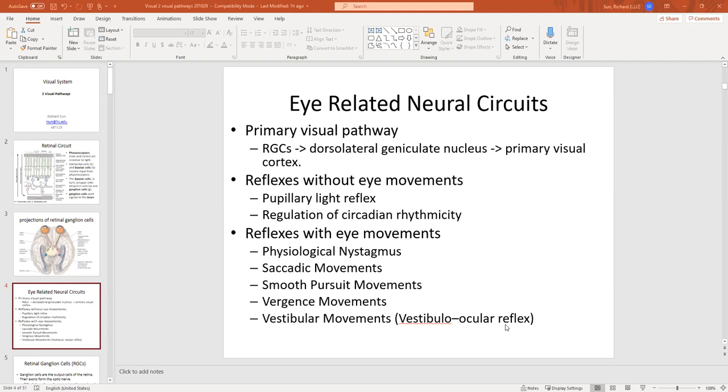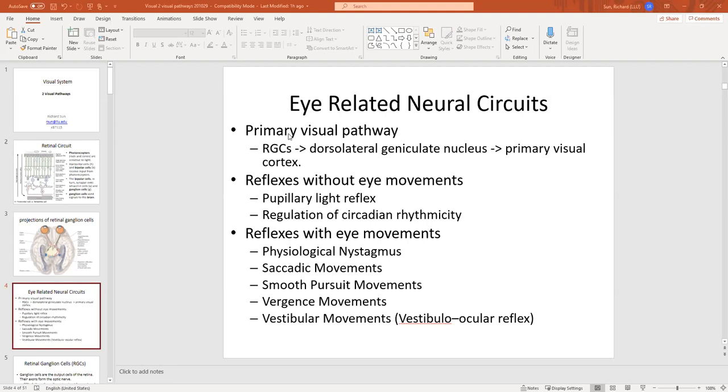right? So this is very different from the previous one. The previous one relies on the signal of the vision. This one relies on the signal of the vestibular apparatus. So that's all of this. We are not going to talk about all these central circuits in this lecture.